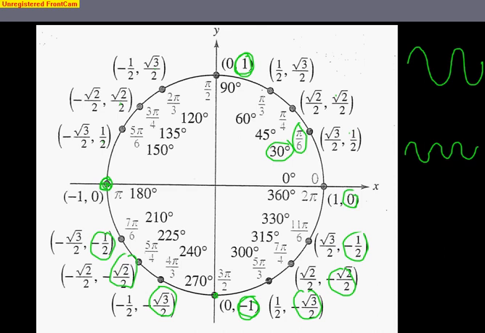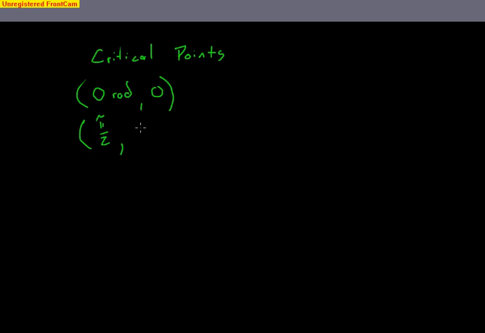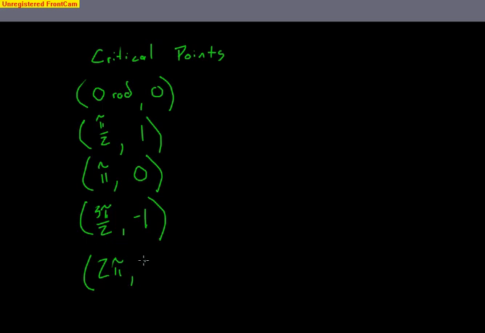Okay? So we like to emphasize what we call the critical values, the critical points. The critical points are known as the quadrantal points. So at 0 radians, my sine value is 0. At pi over 2 radians, I'm at my max of 1. At pi radians, I'm back to 0. At 3 pi over 2 radians, I've reached my min at -1. And a full circle, 2 pi, I'm back to 0.